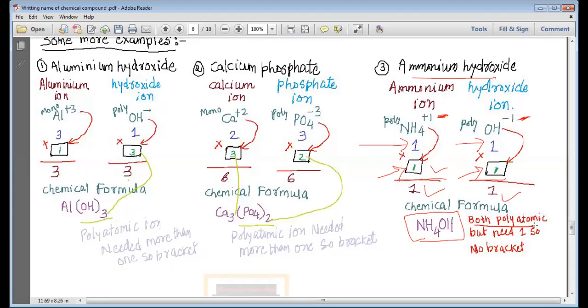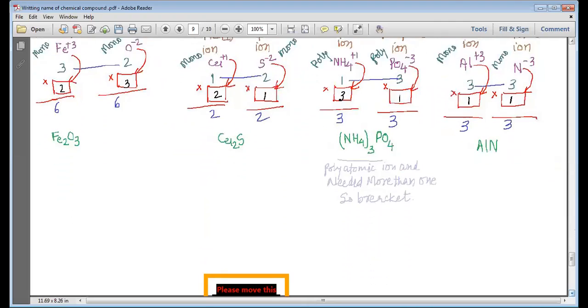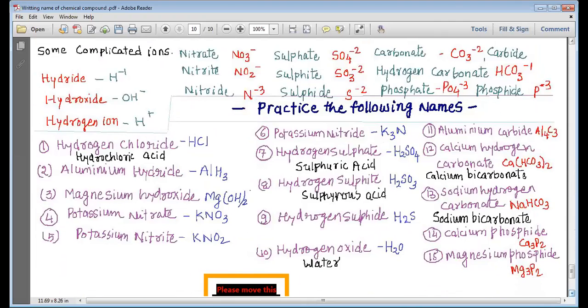Remember that both the ions are polyatomic ions, but they are needed only one, so there is no need to put any bracket around them, and we simply write NH4OH. Please understand this and remember this. It is very important for you to understand. Now, my dear students, here we have some complicated ions.